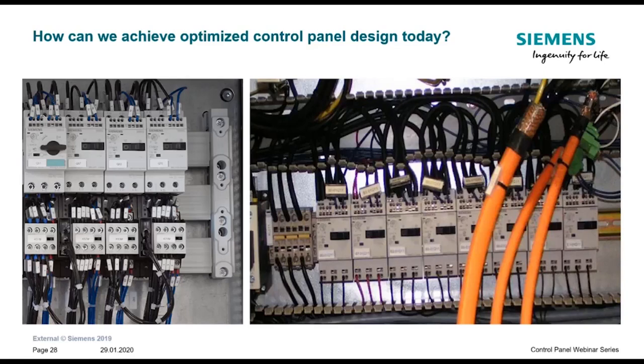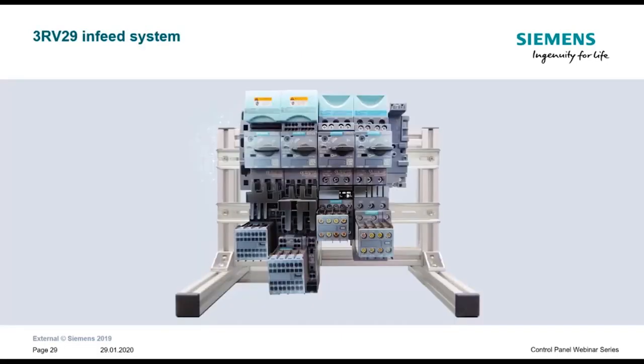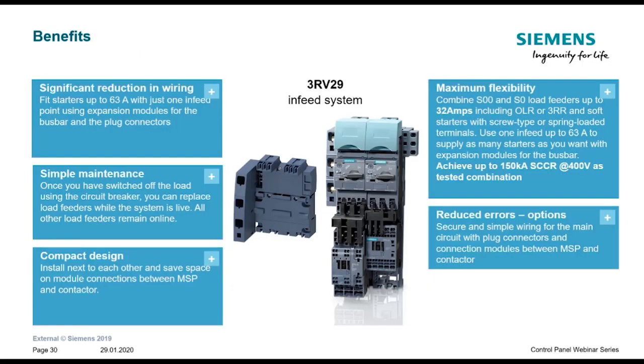When you finish those tasks, you still need to connect the installed components and check for continuity. All these steps take a lot of time and are also sources of errors. We're humans. We can make mistakes. For all of you who are looking for a safer and more efficient solution for optimized control panel design, we have a solution. We have our 3RV29 infeed system, time-saving, easy-to-fit, fail-safe system with a global certification.